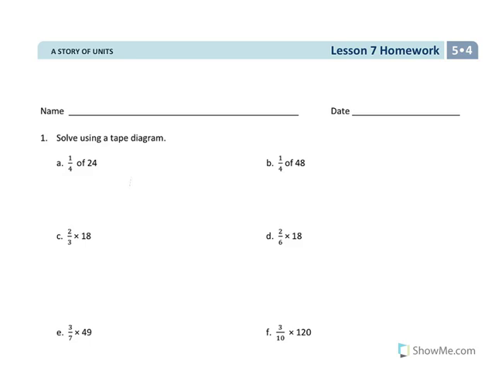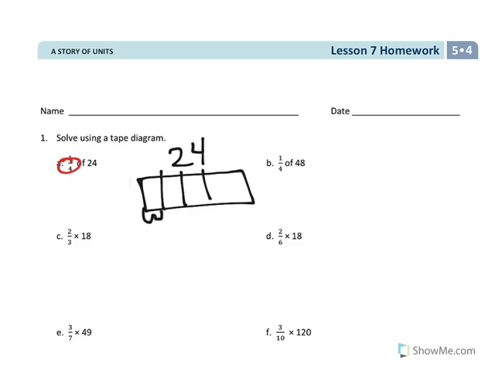So it says solve using a tape diagram. 1/4 of 24. So if I draw a tape diagram, this would represent 24. And because it says 1/4, I know that I'm going to have 4 pieces. 1, 2, 3, 4. And I need to figure out how much one of those pieces would be.